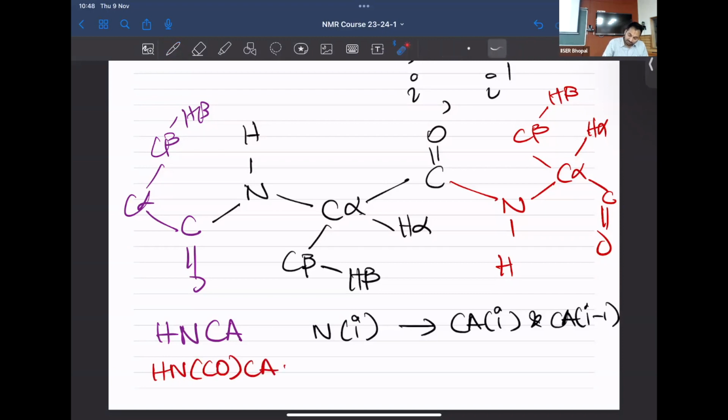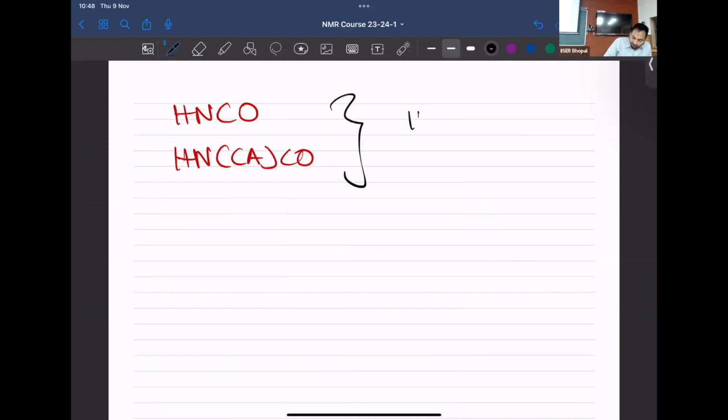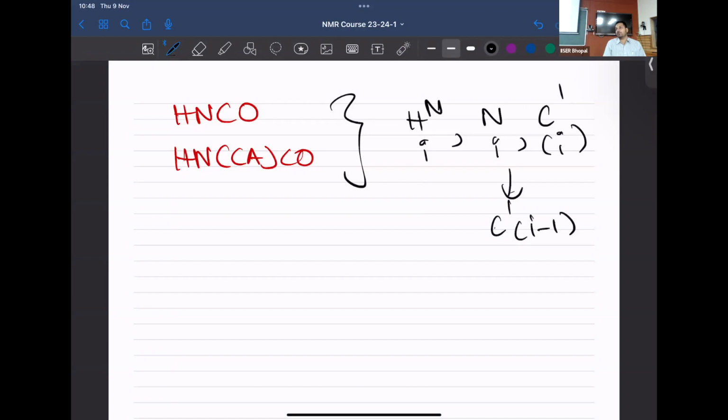What is HNCOCA? HN, go through the carbonyl and go to the previous C alpha. So in this experiment, you'll get N of I to C alpha of I-1. So now what have you added? If you do the HNCO and the HNCACO, both put together should give you HN of I, N of I, C prime of I, with the information of C prime of I-1. That should give you the sequential assignment.